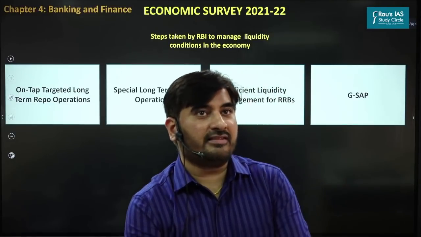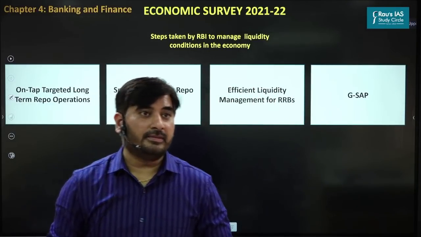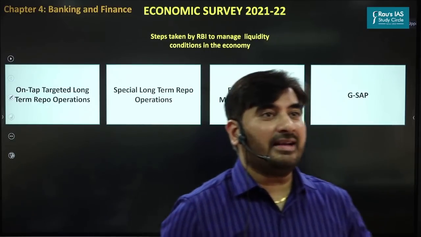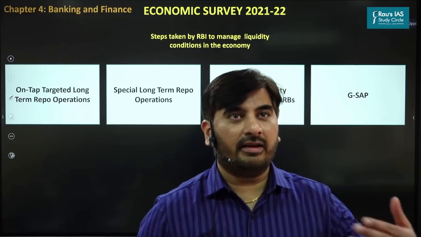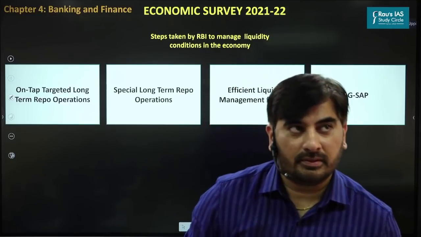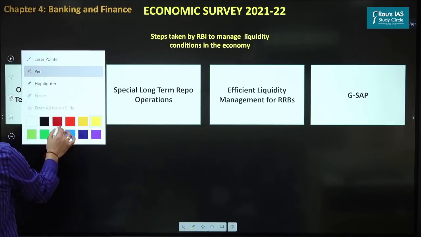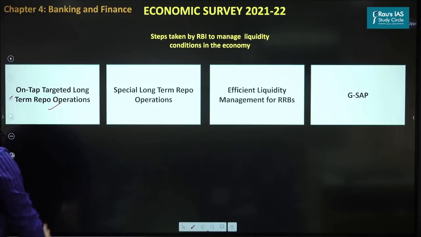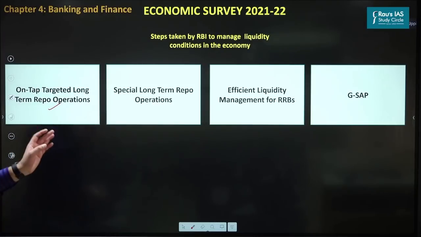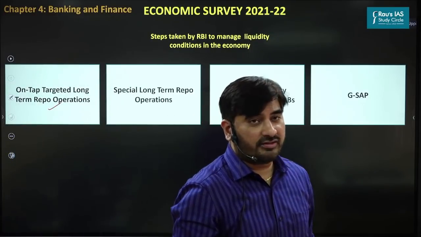Okay, now coming to various steps taken by the RBI to manage the liquidity conditions in the economy. Banks keep some amount of currency with them for their day-to-day management. So that we call the currency with the bank. Steps taken by the RBI to manage liquidity conditions: you have different steps such as on-tap targeted long-term repo operations, special long-term repo operations, efficient liquidity management framework for the RRBs, and the GSAP program. We are quickly going to discuss each of these important tools used by the RBI.